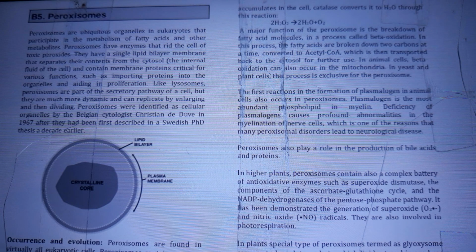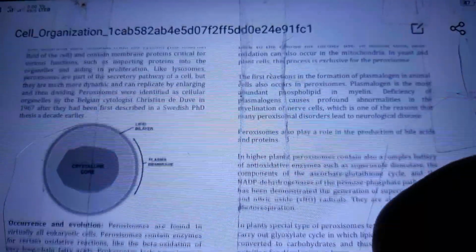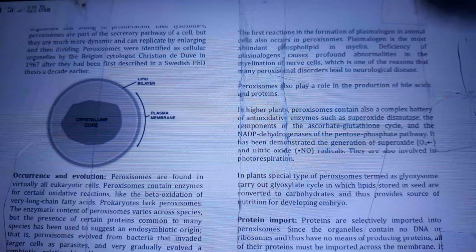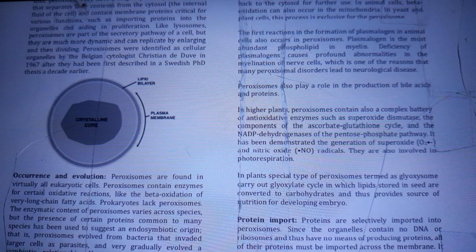In animal cells, beta oxidation can occur in the mitochondria. In yeast and plant cells, the process is exclusive to the peroxisome. The first reaction in the formation of plasmalogen in animal cells also occurs in peroxisomes. Plasmalogen is the most abundant phospholipid in myelin. Deficiency of plasmalogens causes profound abnormalities in the myelination of nerve cells, which is one of the reasons that many peroxisomal disorders lead to neurological disease.